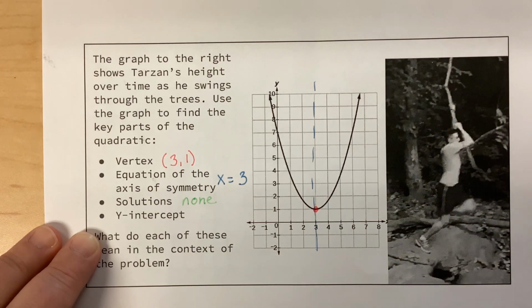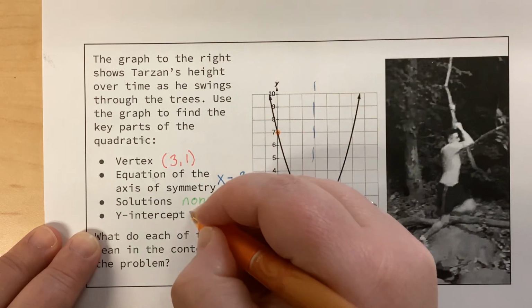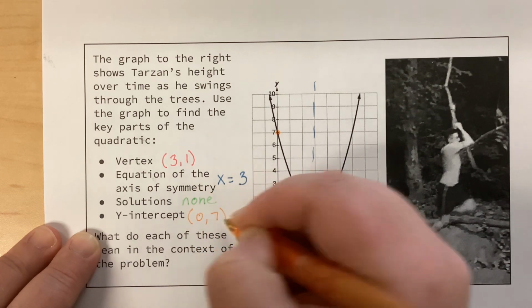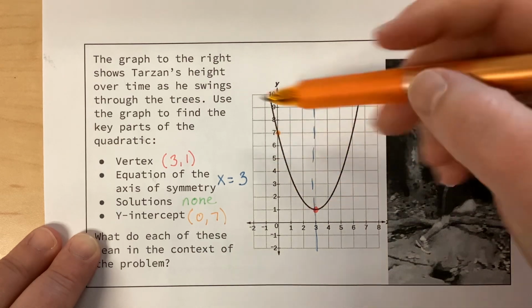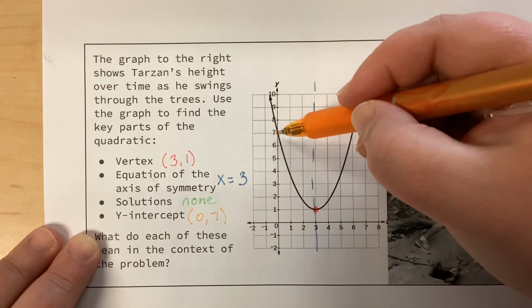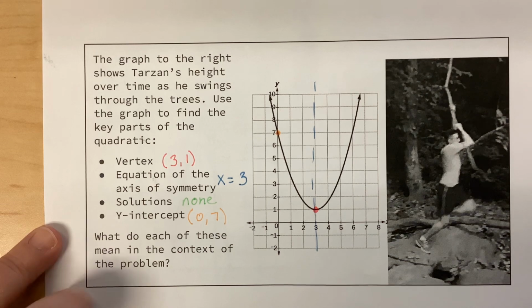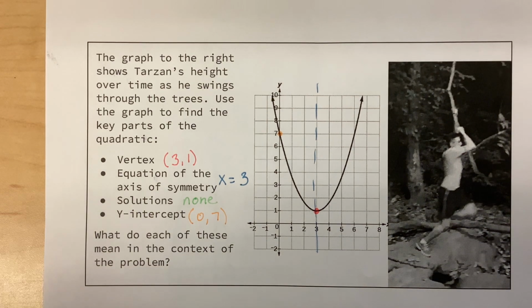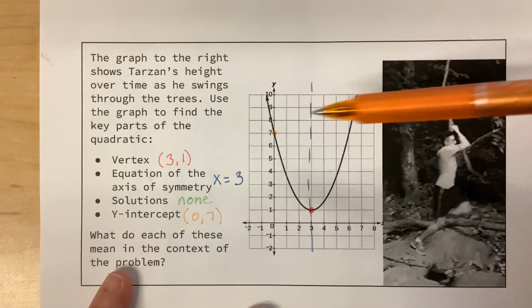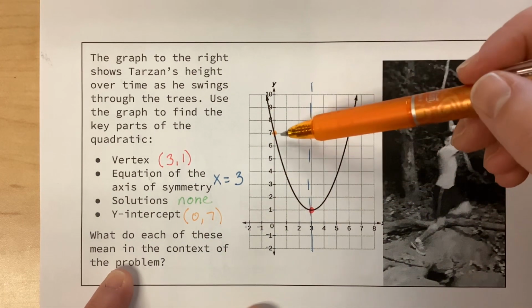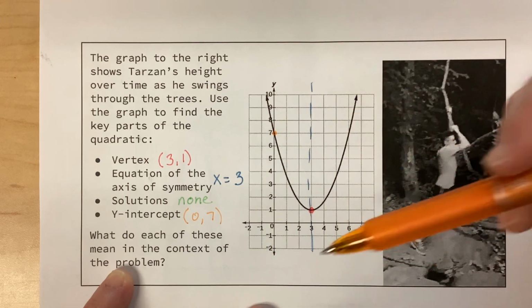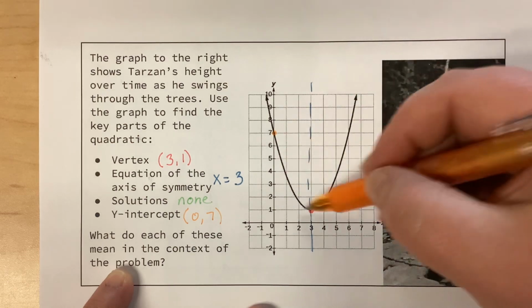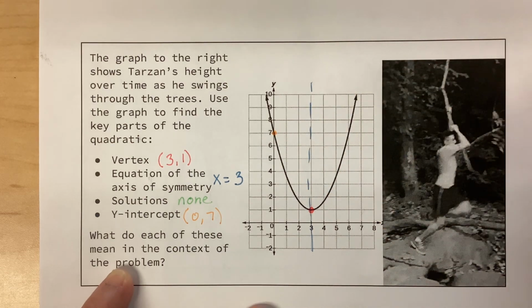The y-intercept is right here at (0, 7), which means that when he first started swinging in this particular swing, he was 7 feet off the ground. Okay? All right, we don't talk about the domain and range for this one, but I could go over it quickly here. So for this particular swing, he starts at time 0 and then he just keeps going forever. So it would be 0 to infinity because he's just continually swinging through the trees.